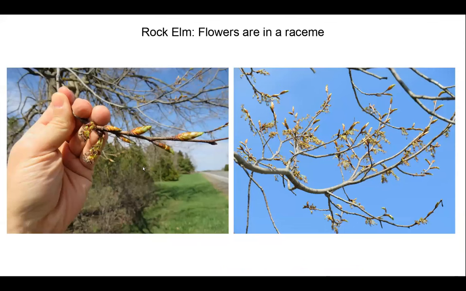Again, here's the flowers in spring. This is a mature rock elm that has no thickened cork at all on its branchlets, but it's still a rock elm, doesn't really have to have cork. And the flowers are in racemes or like a chain.